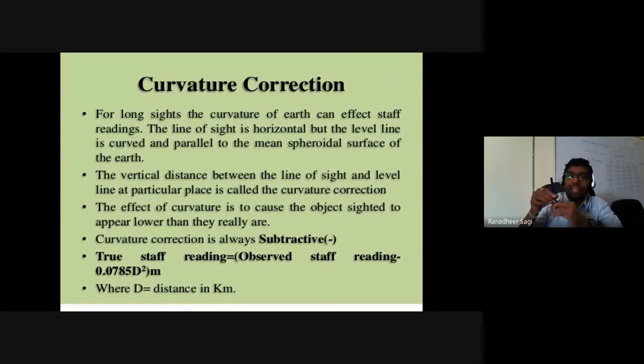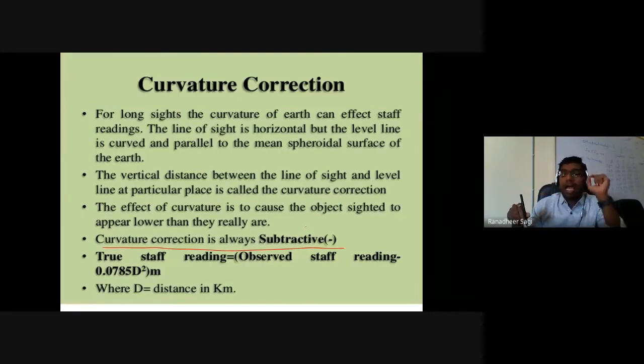Okay, so that higher reading indicates that the correction has to be negative. That's the reason why we say curvature correction, or correction for curvature, when we are talking about leveling. Correction for curvature is always a negative correction, which we call a subtractive one. So whatever leveling staff reading you have got, from that reading I have to subtract the correction related to curvature.